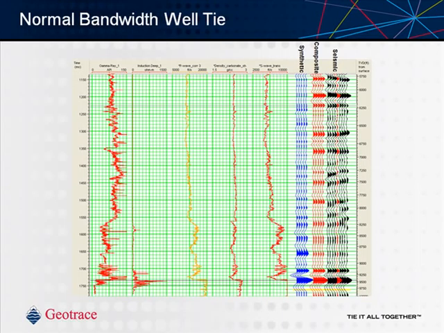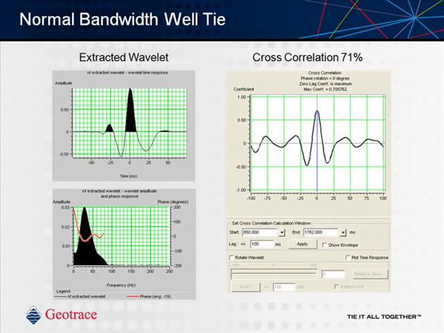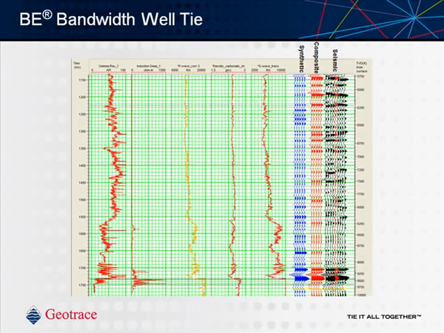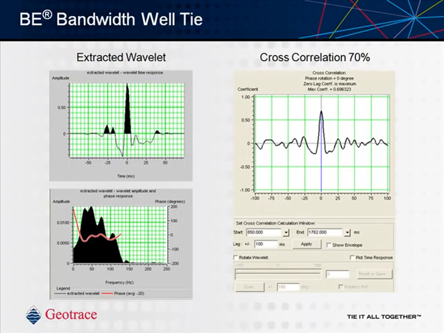So this is our normal bandwidth tie that we have, and it has, I think the next slide says, about a 71% correlation. Our Edwards porosity is right in here. There's the extracted wavelet and the correlation with about 71%. This is the bandwidth extension, and you can see that zone is now much tighter than before. So the synthetic versus the seismic, we got a good tie, and it was about 70% correlation, so about the same.